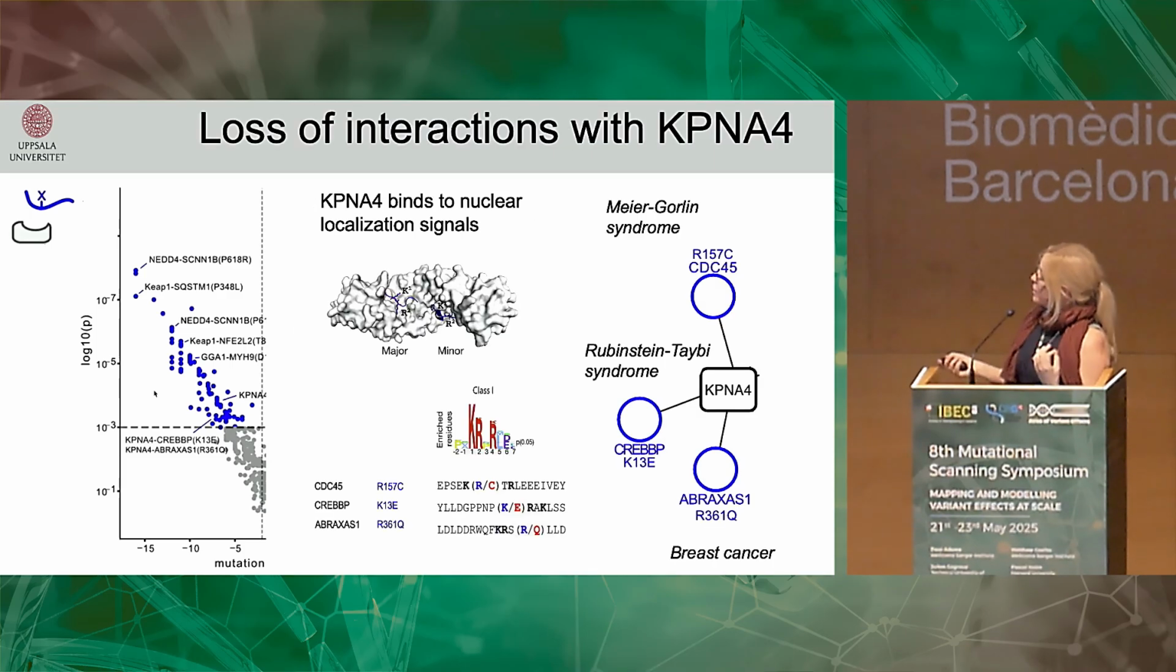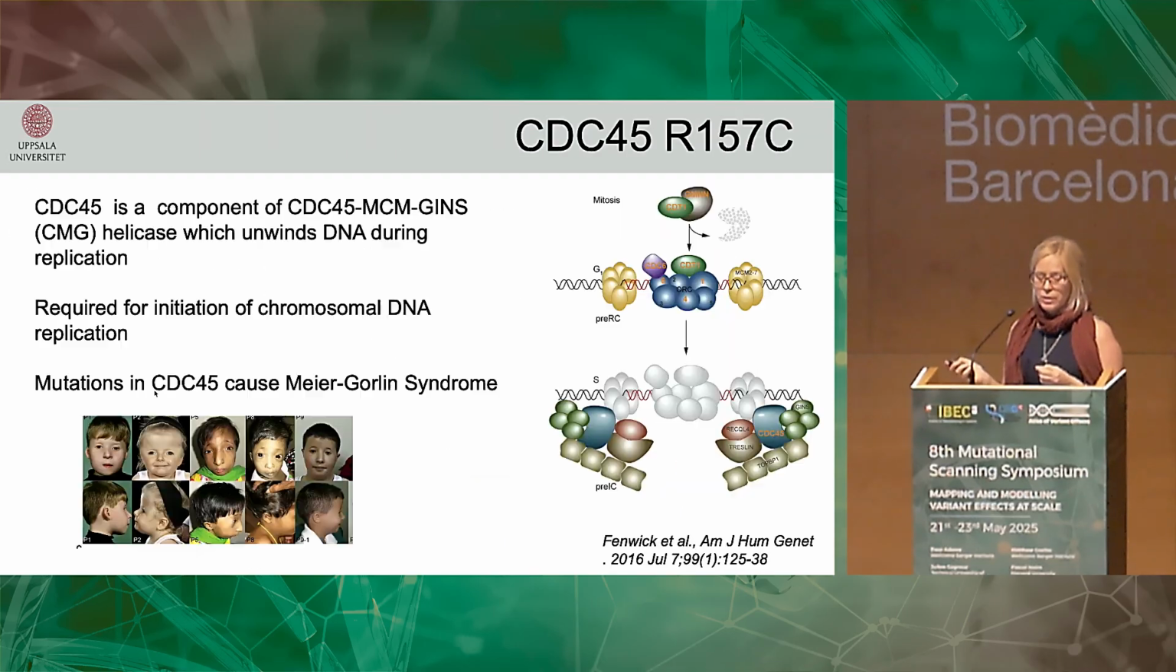Just showing you one example here, we have, again, KPNA4, which I said binds to nuclear localization signals. For this bait protein, we found 3 different mutations here, which target the exact binding motif. So we have an R to C mutation here, a K to E mutation here, and an R to Q mutation here. And these mutations are associated with different diseases, 1 which is cancer and 2 that are developmental disorders.